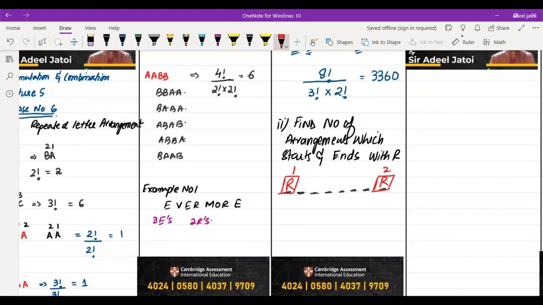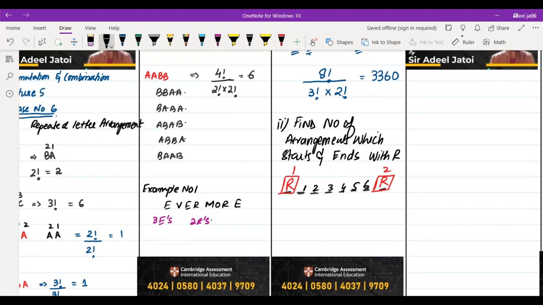Since this is fixed, what will matter to us is the alphabets in the middle. How many alphabets will we have? 1, 2, 3, 4, 5, 6. We will have 6 alphabets in the middle. We will arrange only these 6 alphabets because the first R and the second R are already fixed in their positions, and it is starting and ending with an R.